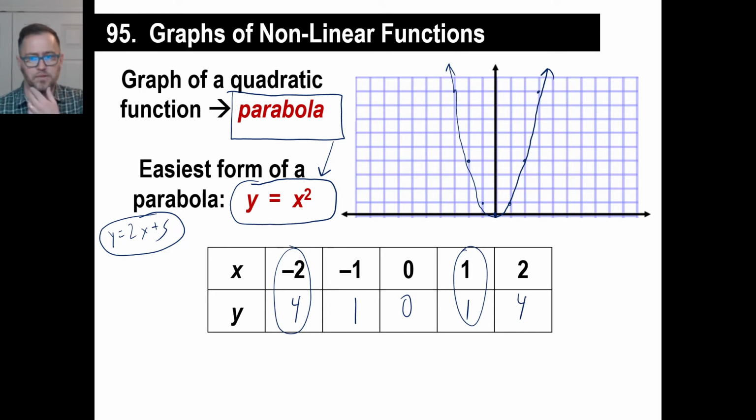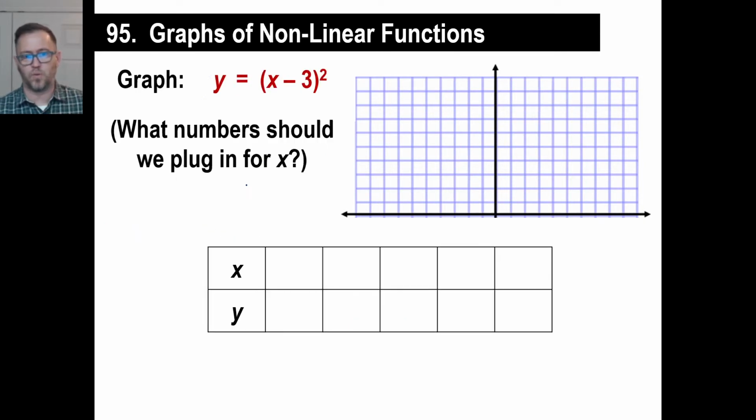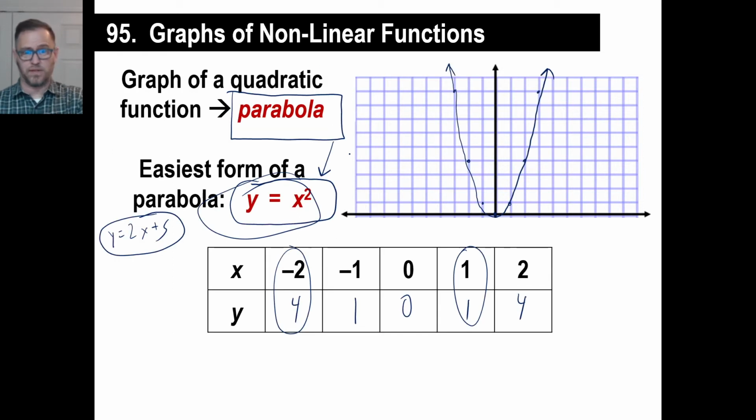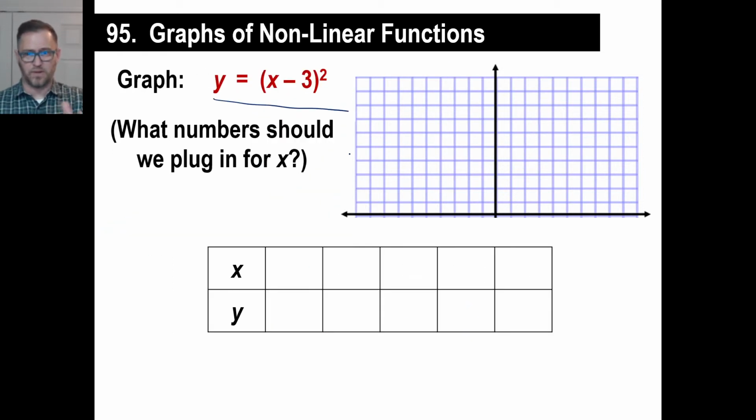Now, let me show you what happens when we slightly adjust this equation a little bit, okay? We're going to do this. y equals x minus 3 inside the parentheses and square the whole thing. Well, it's going to look basically like y equals x squared. y equals x minus 3 squared. It's going to change a little bit. Let's see how it does this, okay?